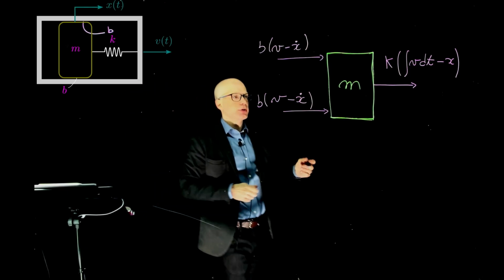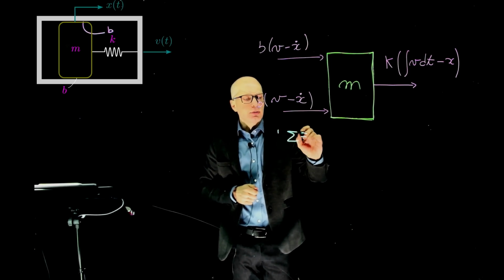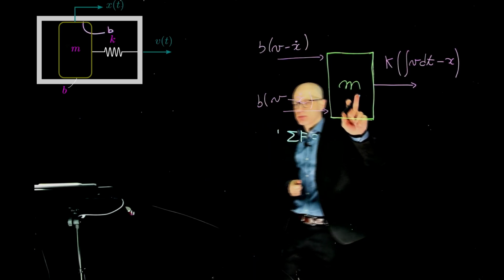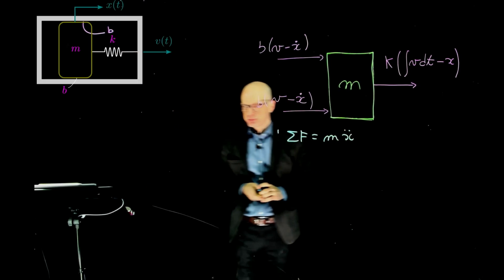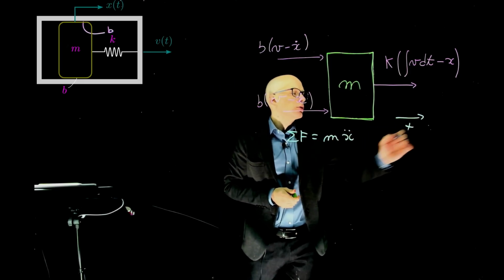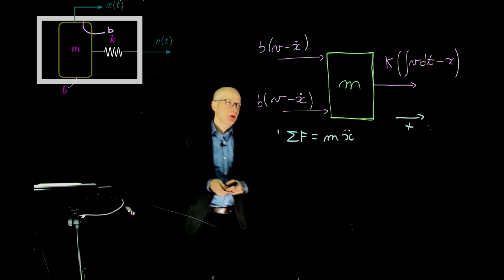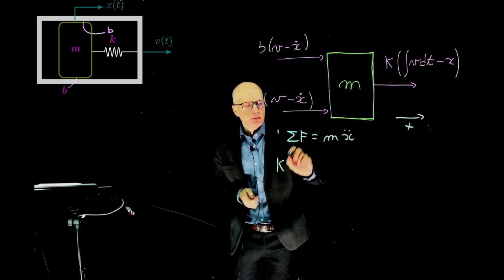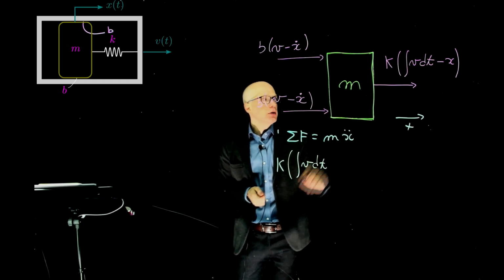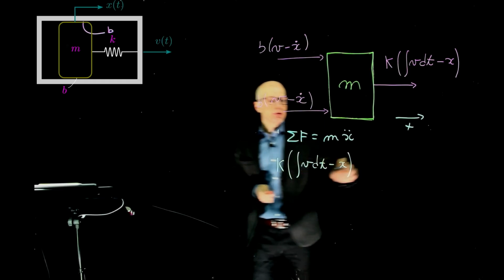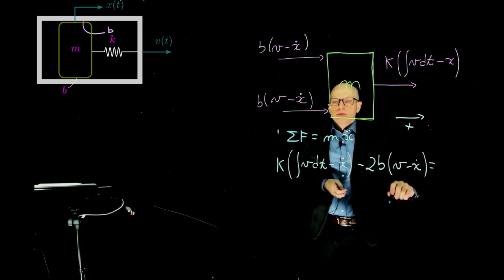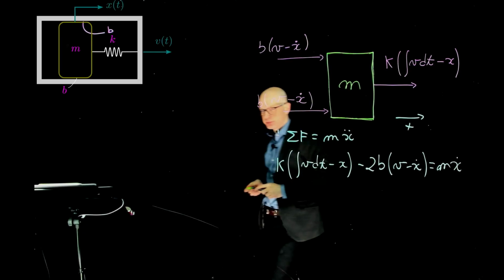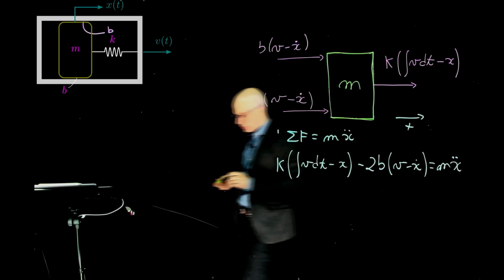We can now do the sum of forces equals, we're dealing with the mass. Mass has position as the variable of interest, so m times x double dot. Sum of forces, everything that goes to the right here is positive because it's accelerating the mass that way. So k times the integral of v dt minus x, minus 2 times b times v minus x dot, right? So just adding these two up, hence the number 2 here, equals m x double dot.